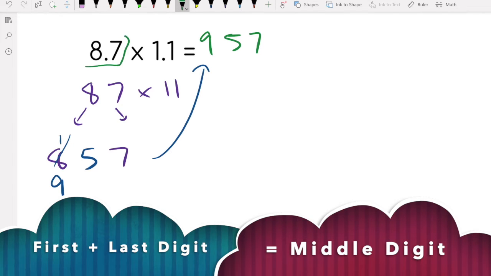So this is almost 9. 9 times 1 is just 9. So I know the only place the decimal makes sense is right here, 9.57. It can't be 95, it can't be 957, and it can't be 0.9. So this is my final answer.